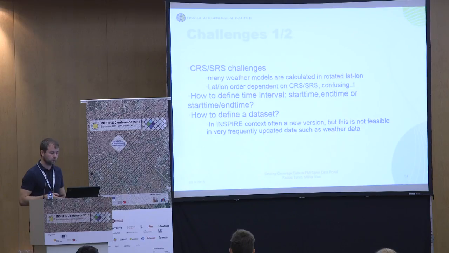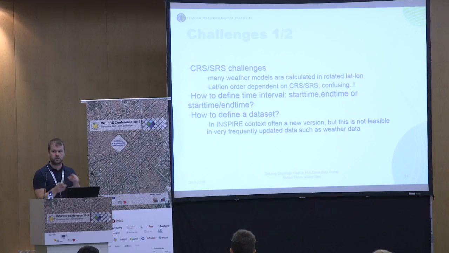Challenges. Okay, many weather models are usually rotated lat-lon or some exotic formats. And for example, many times the order of lat-lon or lon-lat depends on the CRS, so you never get it right the first time usually. Time intervals: do you have start time:end time, or start time/end time, and so on? How to define a data set. In Inspire, it's sometimes just a new version of it, but when the data is updated every 1 minute, 5 minutes, there are a lot of versions then.